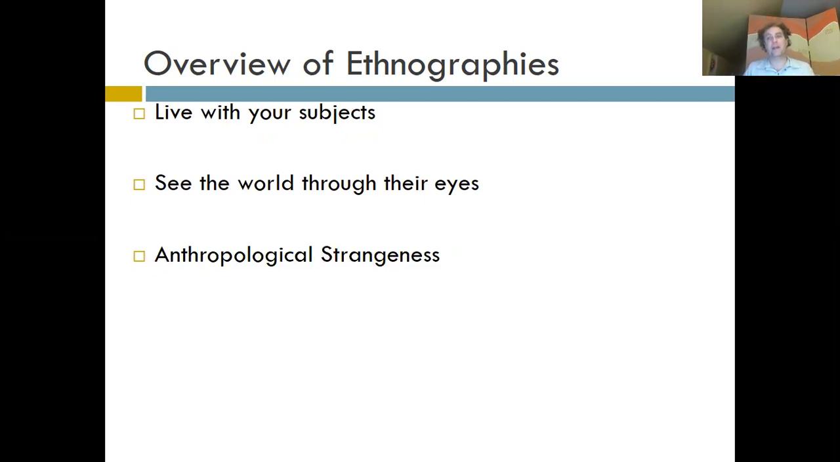Another aspect of anthropology, of ethnographies, is what's called anthropological strangeness. So the idea here is that many social groups are different than the social group that we belong to, each one of us belongs to and has grown up in. Right? There are many societies, many cultures out there that are very different from the experiences I have had as a person. And so when I travel or see a culture that is different than mine, I can experience what is called culture shock.